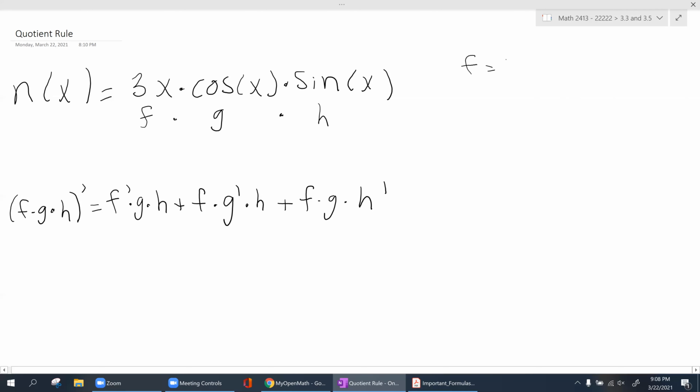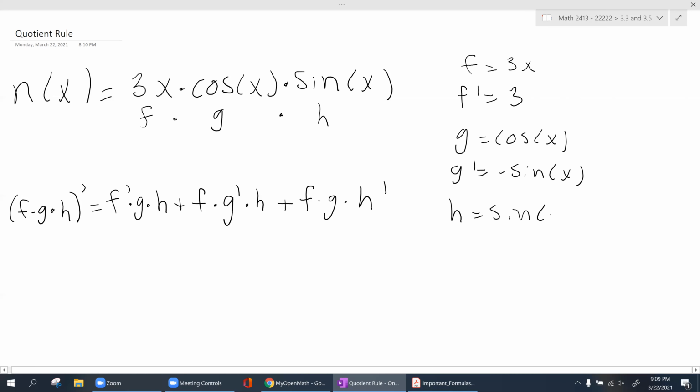So f is 3x, meaning f prime equals 3. G equals cosine x, meaning g prime is negative sine of x. H is equal to sine of x, meaning h prime is equal to cosine of x. You plug and you polish things up like we did on the previous problem, right? Where you want your coefficients first, then your variables, and then the trig functions at the end with the sign in the front, right? So that's how you would go ahead and approach those.